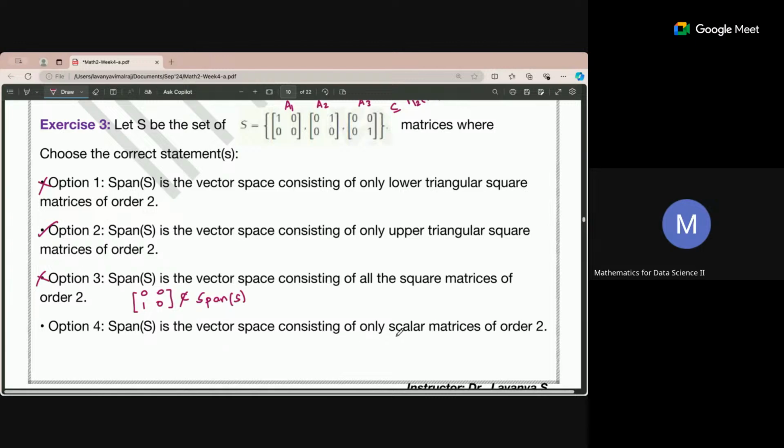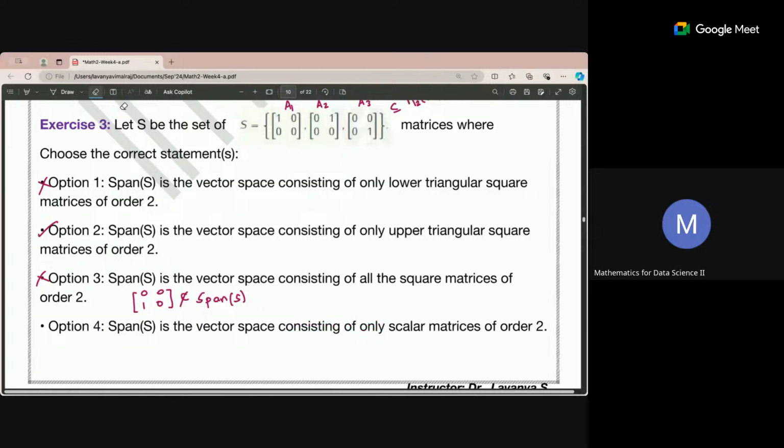Span of S is the vector space consisting of only scalar matrices of order 2. False. But suppose the word "only" is not there, and it says "contains". Will the statement be correct? Is this true? It's not true in general, but if alpha 2 is 0 and alpha 1 and alpha 3 are non-zero, then it can be.